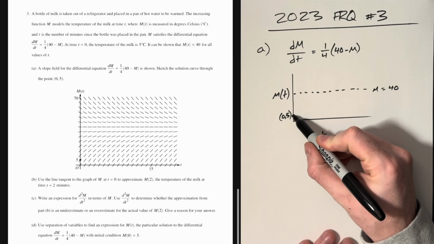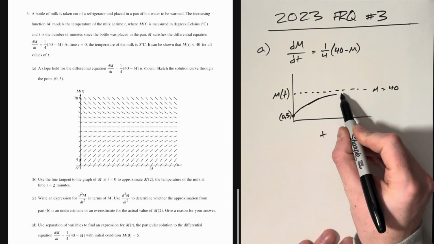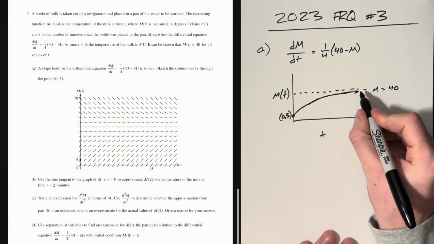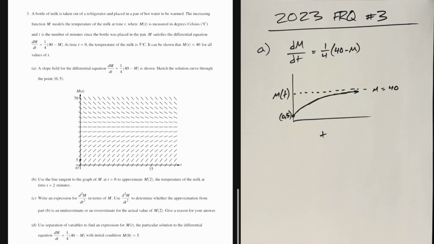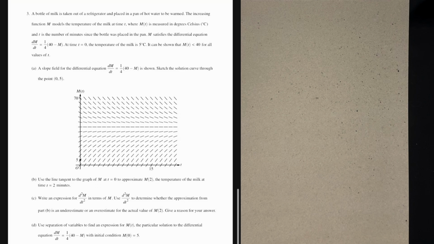So what it would look like, at the very beginning, my slope kind of looks like this. And then slowly, as we approach m equals 40, it starts to look like an asymptote, and we start moving horizontally. So that would be the sketch of my solution curve through the point (0, 5). And this represents my graph of m of t. So that is part A. Whenever we are asked to sketch a solution curve, just follow the dotted lines, right? So that's all we got for part A. Not too difficult, not too bad.